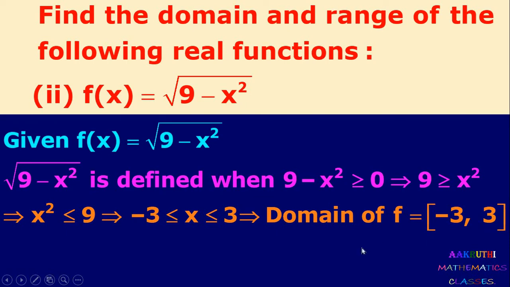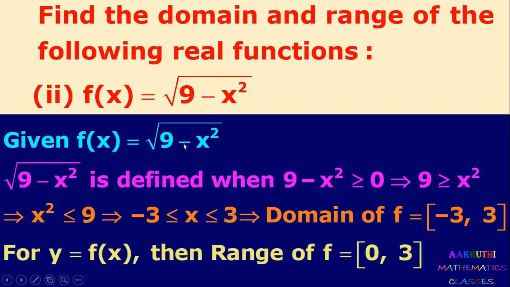Next we have to find the range of the function. When we substitute x equal to 0, we get root 9, and root 9 value is 3. When we substitute x equal to 3, we get root of 9 minus 9, which is root of 0, and that is 0. If we substitute x equal to minus 3, we get 9 minus 3 square, which is 9 minus 9, that is 0. So again we get root 0, which is 0 only.